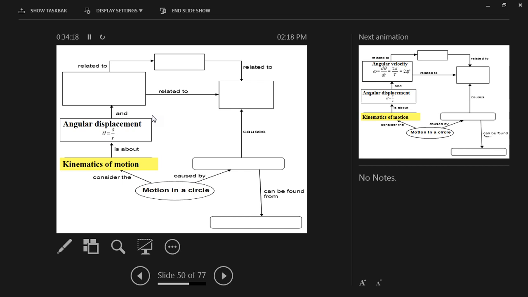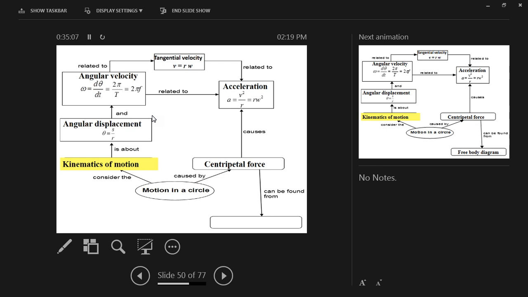So we learn about angular displacement, theta. We learn about angular velocity, omega. We also learn about tangential velocity, v. And then we relate to acceleration. We derive this formula, a equals v squared over r, or r omega squared. What causes the acceleration? From Newton's second law, we know that it is the resultant force. This resultant force has a special name. What is the name? Centripetal force, yes. So it is the centripetal force that actually causes the acceleration. From the acceleration, you can find your linear velocity, your angular velocity, as well as your angular displacement.